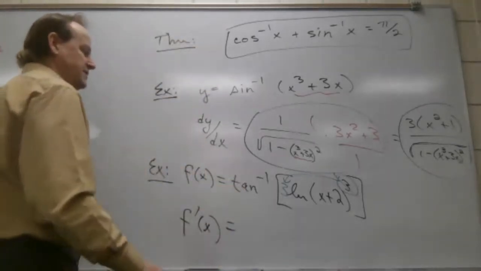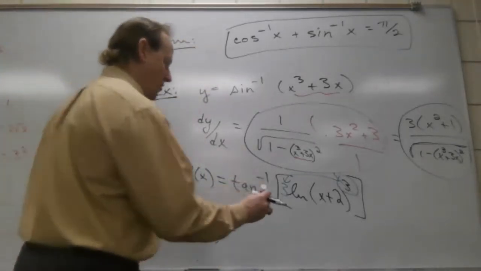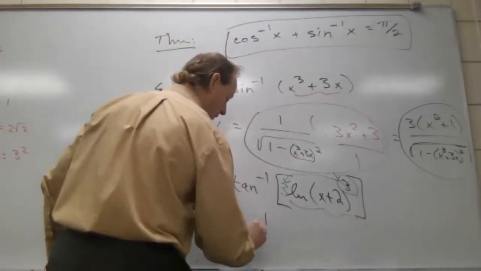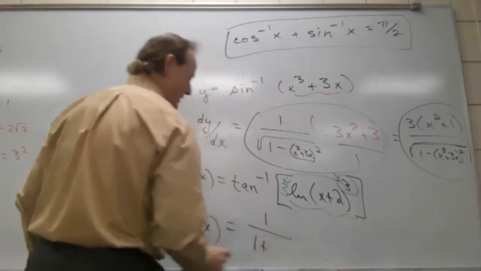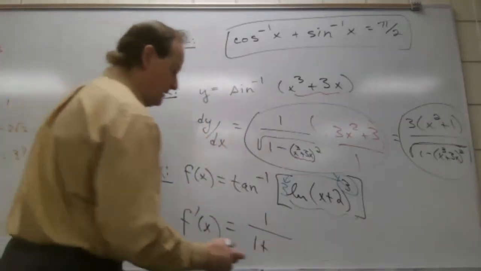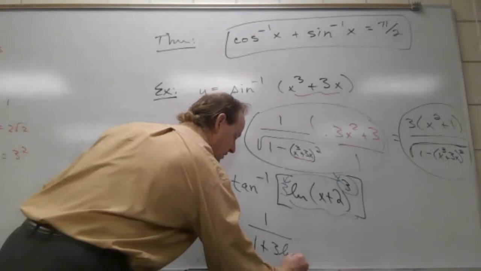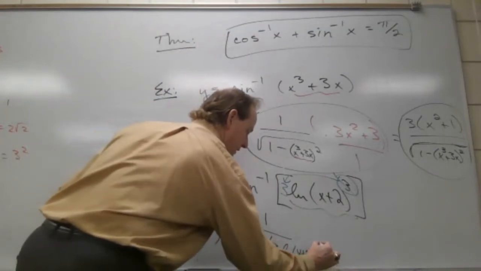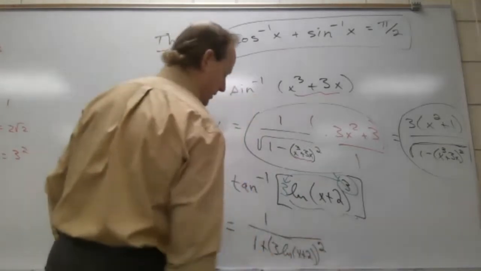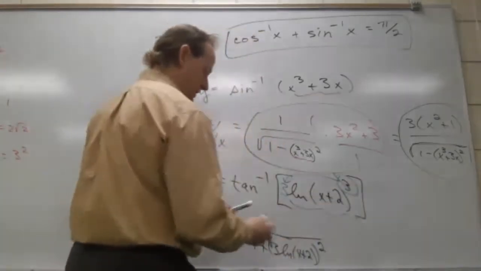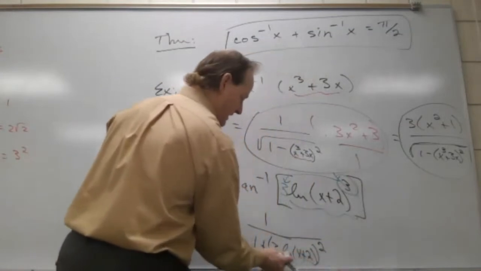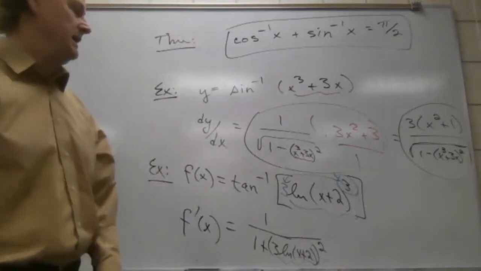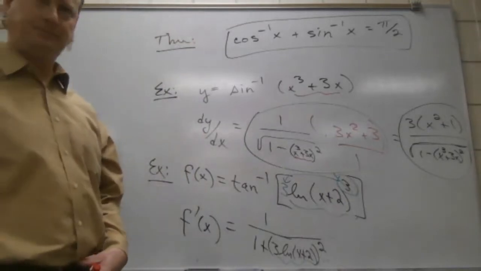And of course, the derivative of arctangent: this is just arctangent of a function, so I'm going to act like it's okay. It's 1 over 1 plus that thing squared. So it's going to be 3 natural log of x plus 2 quantity squared, right? So 1 over 1 plus that function squared, and then times the derivative of what's inside. By the chain rule, what's inside is 3 natural log of x plus 2. What's the derivative of natural log of x?